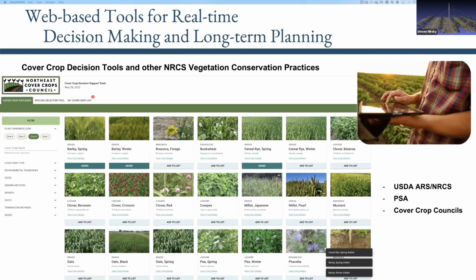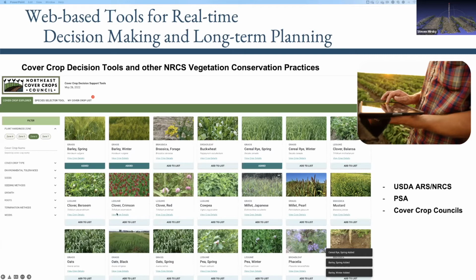And then ultimately, all of this builds models. So we've heard all about models, and we have a number of process-based modelers on our team, and we have a lot of empiricists, and we're building expert-based tools, process-based driven tools, and all of these then become web-based apps that are for decision making, both in that real time as well as for that long-term planning. Here I'm highlighting some of the tools from the cover crop councils. This is the Northeast Cover Crop Species Selector tool.